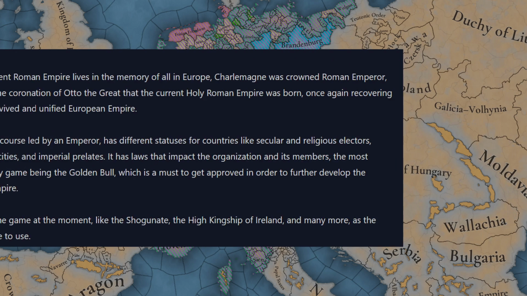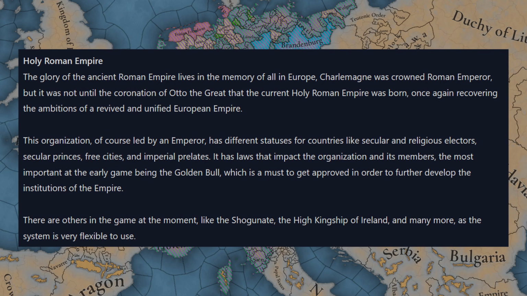And then we're going to end on the most famous one for Paradox players, the Holy Roman Empire. The glory of the ancient Roman Empire lives on in the memory of all in Europe. Charlemagne was crowned Roman Emperor, but it was not until the coronation of Otto the Great that the current HRE was born, once again recovering the ambitions of a revived and unified European empire.